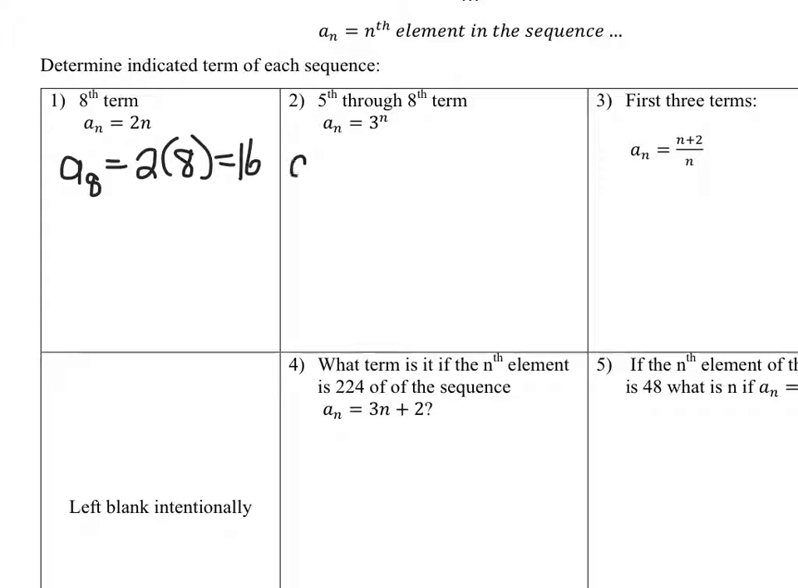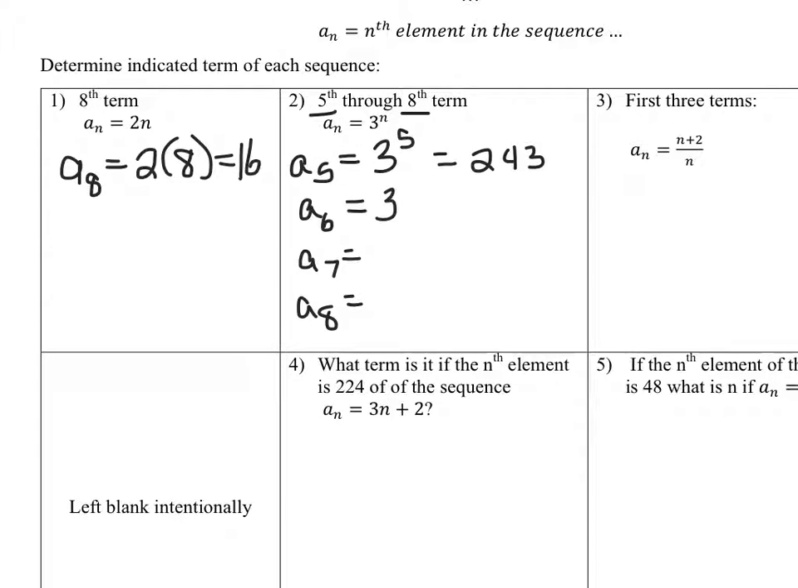So for example, for this one, if I want to find the 5th term, I can just plug in 5. So a sub 5 is 3 to the 5th power. I'm just having trouble finding the eraser. So 3 to the 5th power would be 243. And if I want to find the 5th through the 8th, I could then find the 6th, the 7th, and the 8th. All we have to do is plug in the 6 for that value. So this one would be 729. This would be 2187. And this one would be 6561.